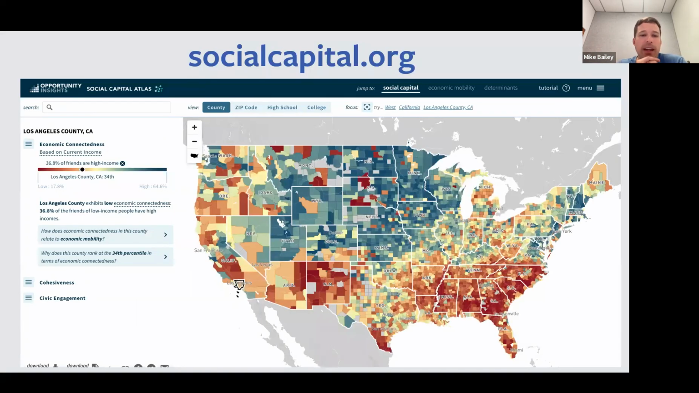We have all of this data at the high school, college, and zip code level publicly available. If you go to socialcapital.org, we have a bunch of maps where you can look at measures of civic engagement, cohesiveness, and economic connectedness, and you can download the data set if you want to play with it. We're currently looking at other countries, but no promises on when that might show up. We'd love for all of you, if you have any projects you can think of, to dive into this data and start using it. We're hoping it can be really useful for policymakers and researchers to better understand social capital and economic mobility.